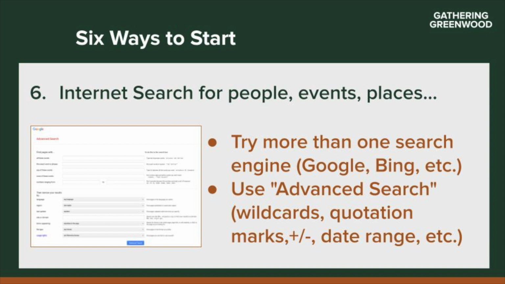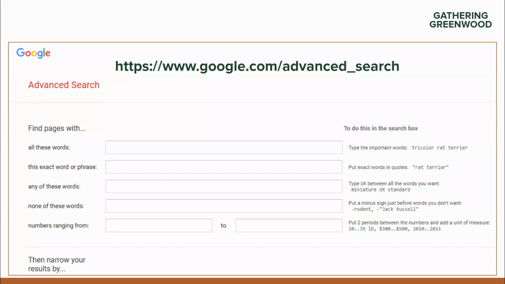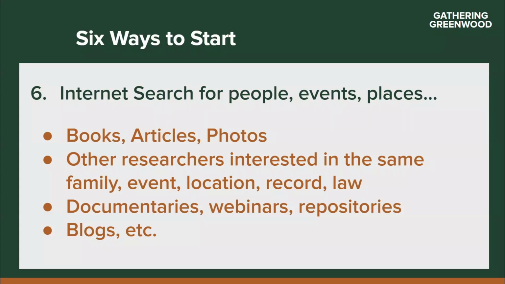There's an entirely separate video in this series on internet search tips and tricks like this, which are called Boolean operators. Or you can go to the advanced search page at Google and they will walk you through it. There's some great and random things you can find with an internet search. Books, articles, photos, other researchers interested in the same family, event, location, or record, documentaries, webinars, repositories, blogs. It's always worth doing an internet search to learn more about the people, places, and times that are part of your family history research.